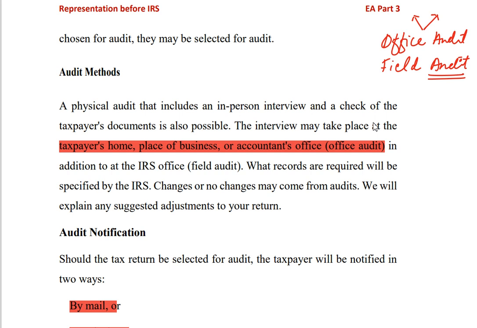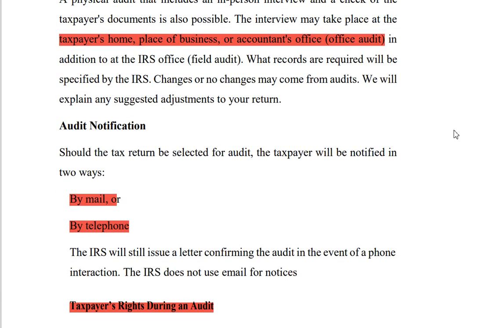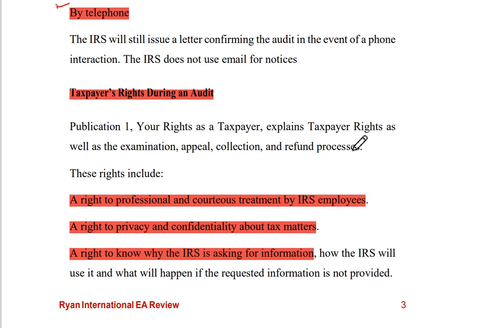The IRS might call up the taxpayer to send certain documentation to support their filing. So audit notification happens by mail or by telephone. Of course, the taxpayer has many rights during an audit.